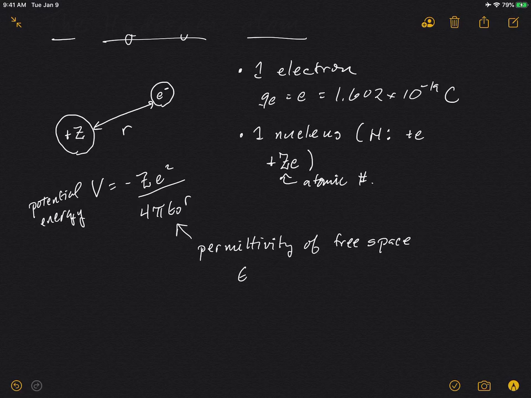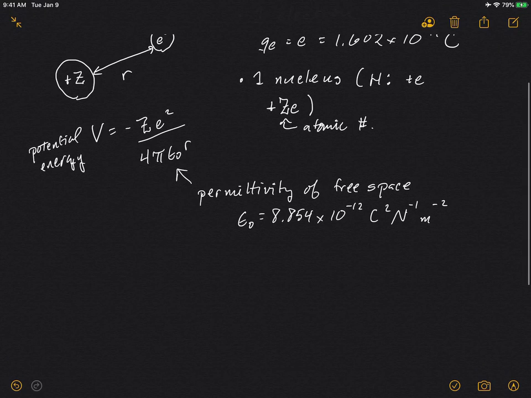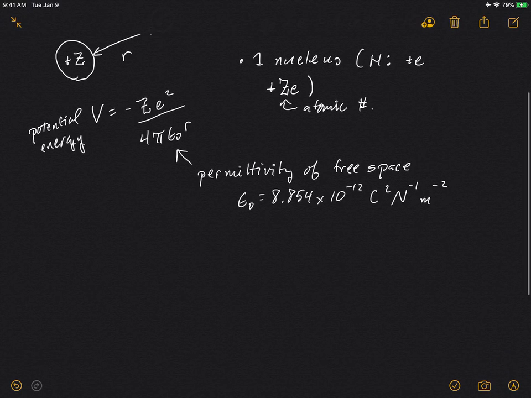And it is given by epsilon naught equals 8.854 times 10 to the minus 12 coulomb squared per newton per square meter. And there are other ways to express it. That's one set of units that works. You can combine the newtons and meters in terms of joules, that sort of thing.